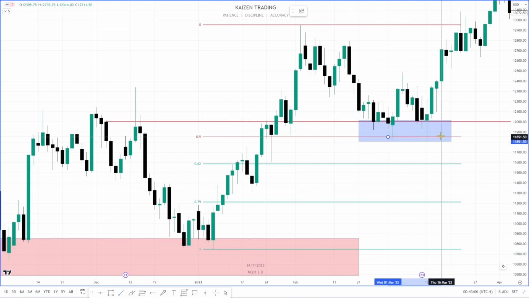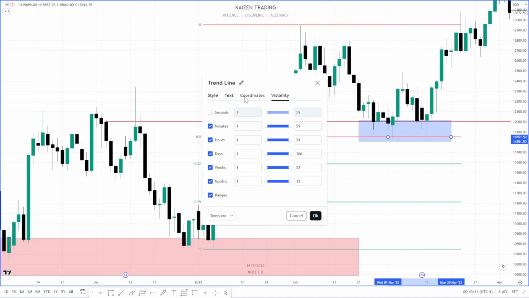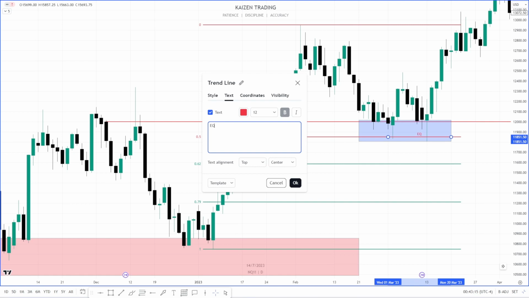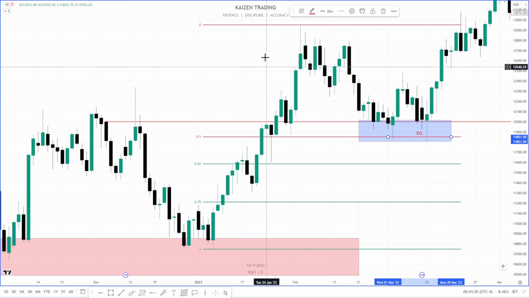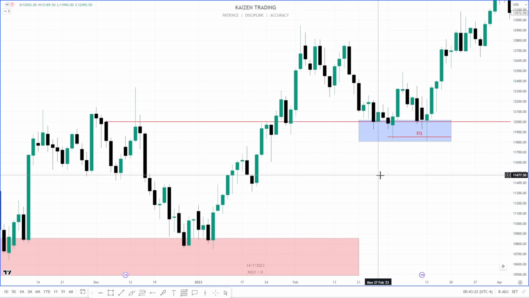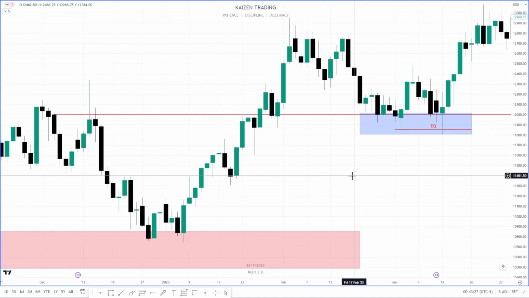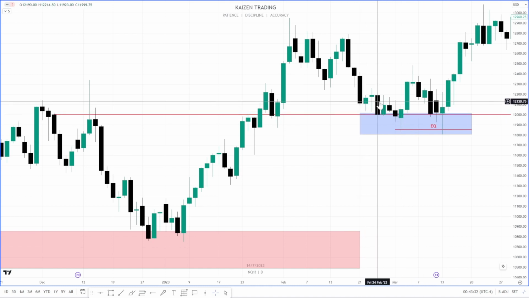So I'll take this, I'll highlight that, and you can just label it EQ. So that's equilibrium. Okay, so we'll get rid of this. So now we know that anything below this is discount. If we haven't made it to these candles yet, we're somewhere in here. Now we're looking for price to get into that discounted area.